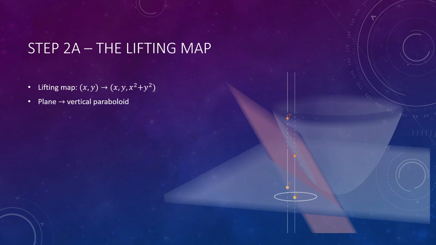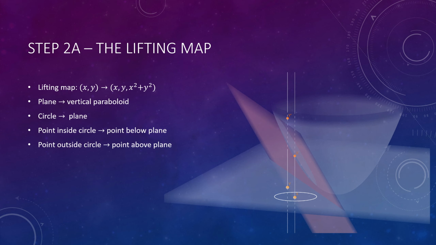This assigns to each point on the plane a point on the vertical paraboloid given by the formula: (x, y) goes to (x, y, x squared plus y squared). Now, why do we use such a map? It has the following properties. A circle is going to be mapped into a plane. Well, in fact, it's going to be mapped to the intersection between a plane and the vertical paraboloid. A point inside the circle is going to be mapped to a point below that plane, and a point outside the circle is going to be mapped to a point above the plane.